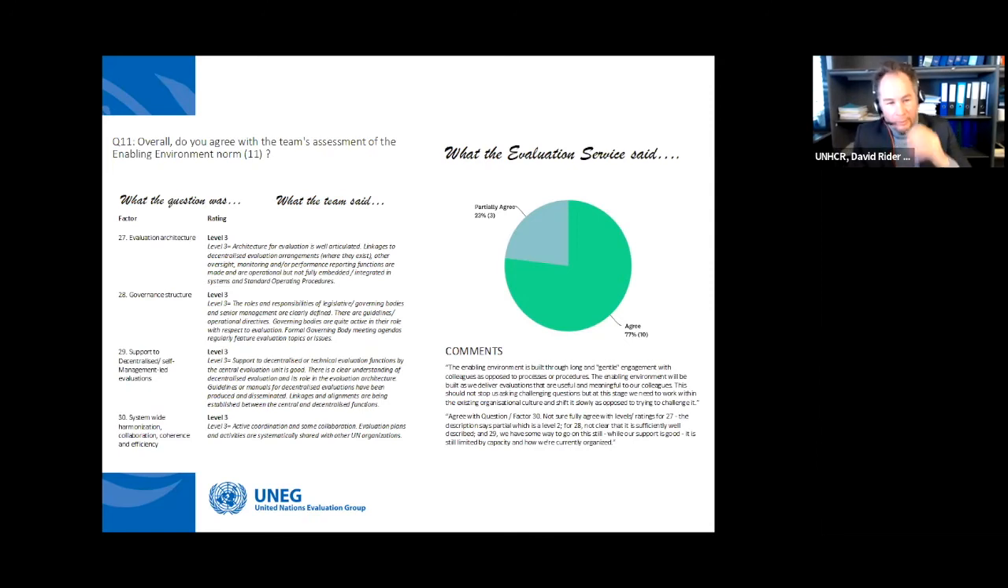Just as an example slide from our exercise, this was norm 11 on the enabling environment, which has 4 different factors in it, all rated on a score of level 1 to level 4, 4 being the best. Here's an example where, of a group of 13, 10 agreed with the scoring that the small team had given and 3 partially agreed. People were encouraged to write in qualitative comments about whether they agreed, whether they didn't, and why. We used that opportunity to understand where there were different points of view and come to some concordance in the end about what the rating should be.